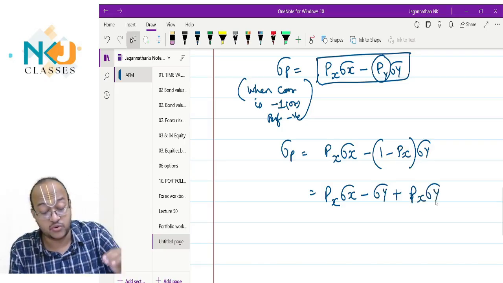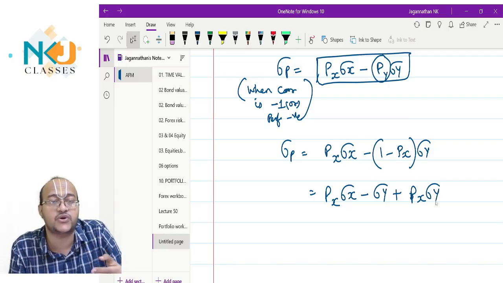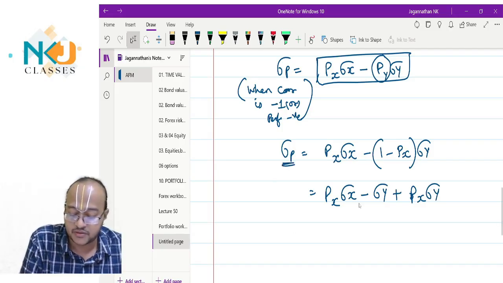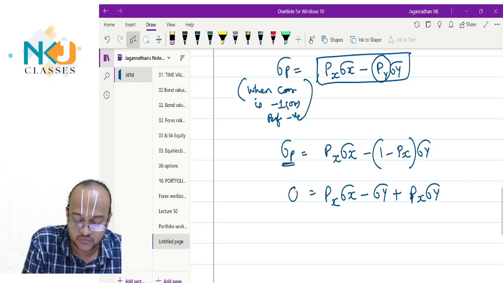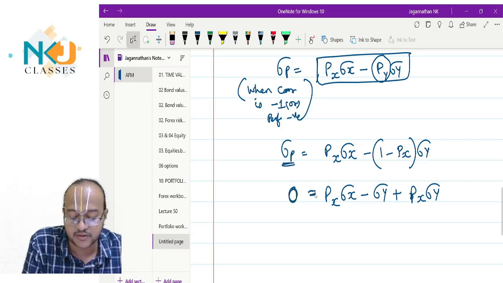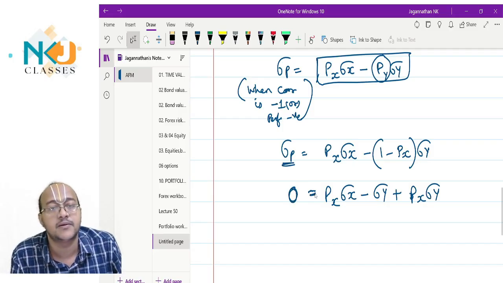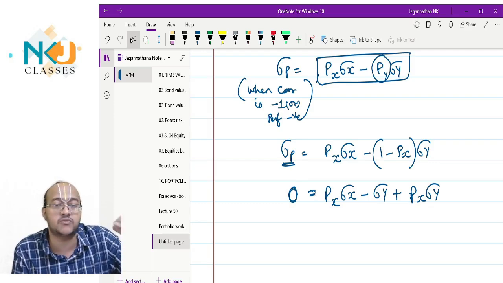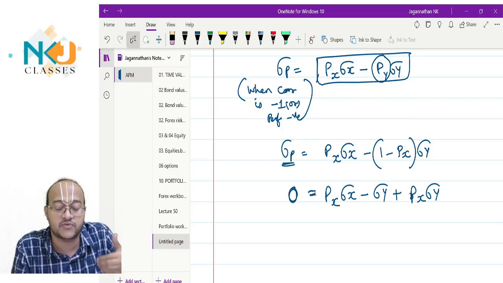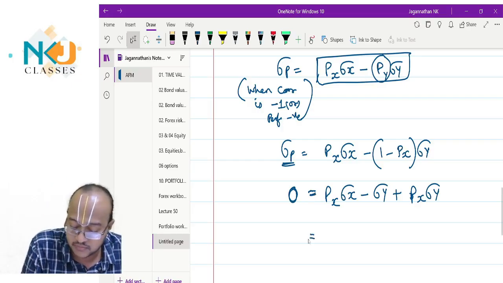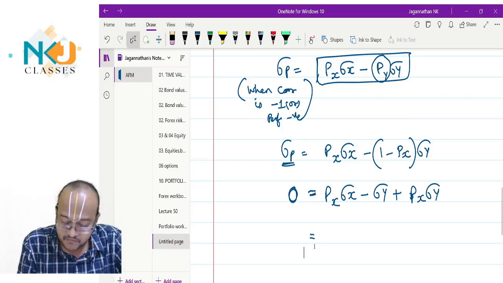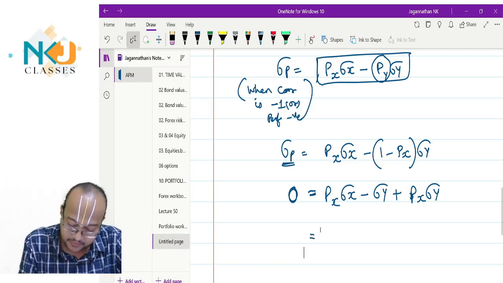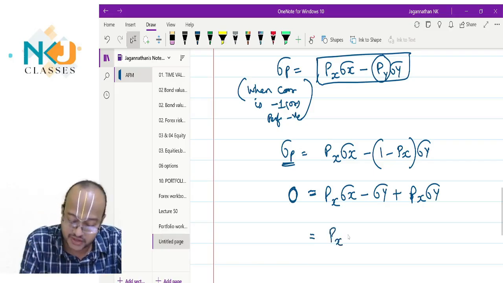Now I told you at some proportion the portfolio risk will become 0, correct? This is the portfolio risk, and you need to equate it with 0. Are you understanding? The left-hand side will become 0. How? Because at some point the risk reduction will happen and that reduction will be exactly 0. So that is what we are finding. 0 is equal to, tell me what will happen. You will take proportion of x as common.